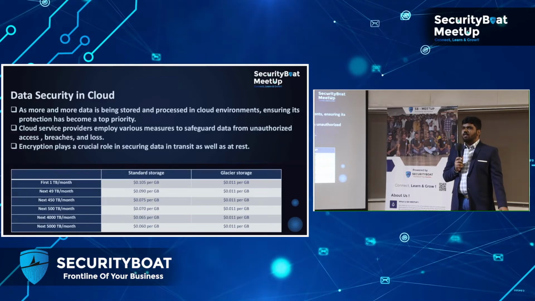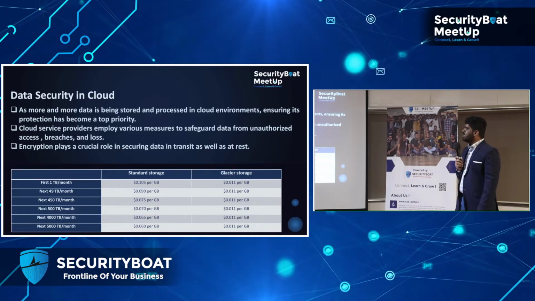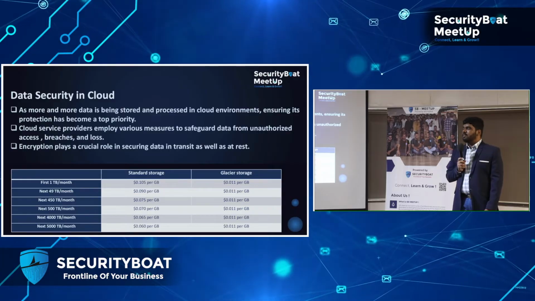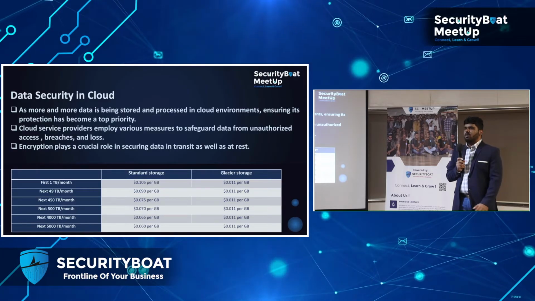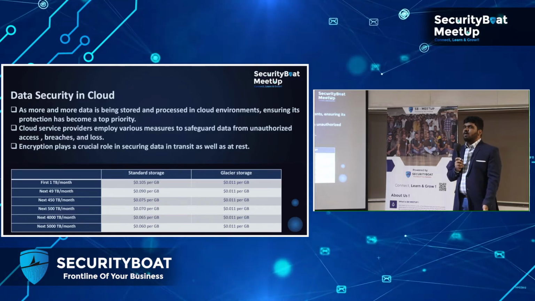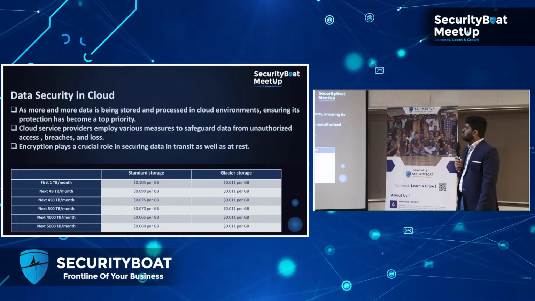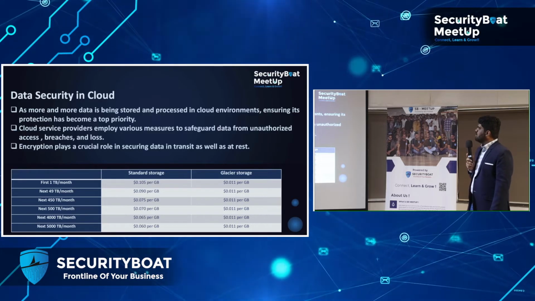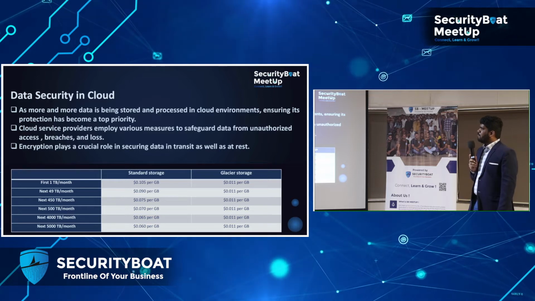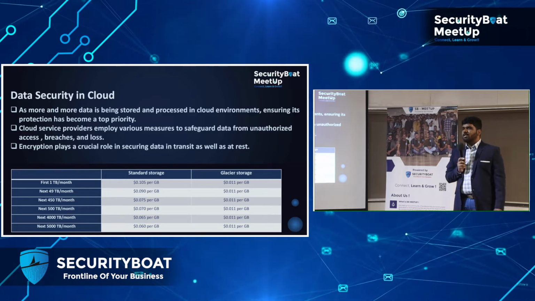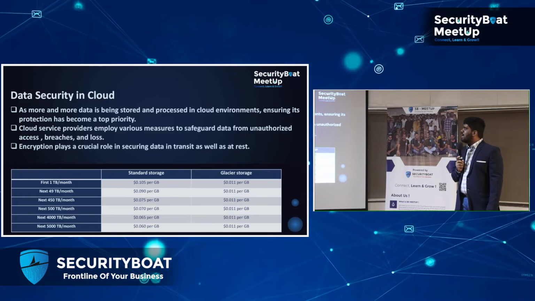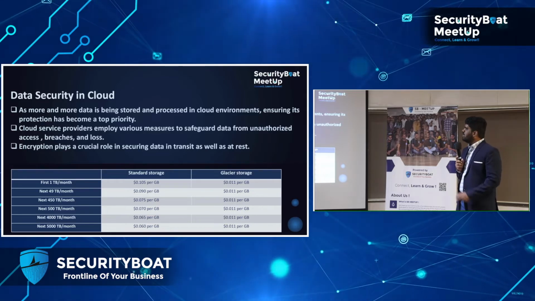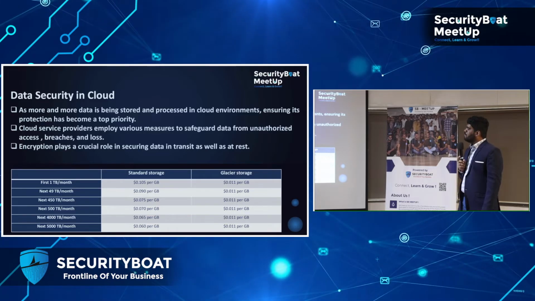Now we have discussed the basic cloud and AWS. We will now come to data security in the cloud. Obviously, the organizations taking cloud services put sensitive information and important functions, normal and regular functions, on the cloud. So as more and more data is being stored and processed in the cloud environment, data security has become the top priority. Most cloud service providers such as AWS, Microsoft and Oracle have taken serious measures to safeguard the data from unauthorized users and hackers, and from data breach, data loss and so on.